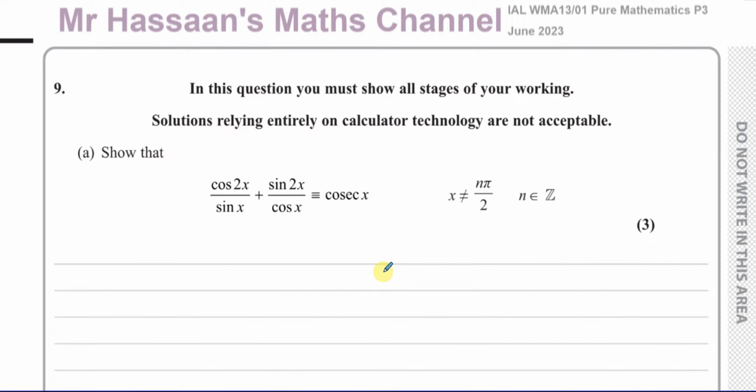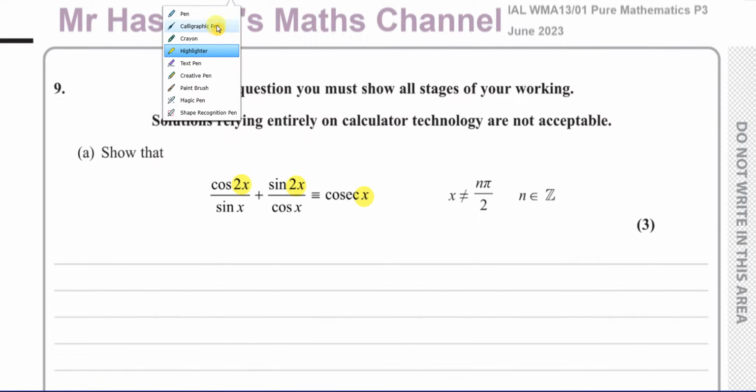All right, so here we have to show that this expression, cosine 2x over sine x plus sine 2x over cosine x, will become the same as cosecant of x. The first thing that we can see very clearly is that we have double angles, and the answer is only in terms of single angles. So it might be a good idea first to try to rewrite these in terms of single angles.